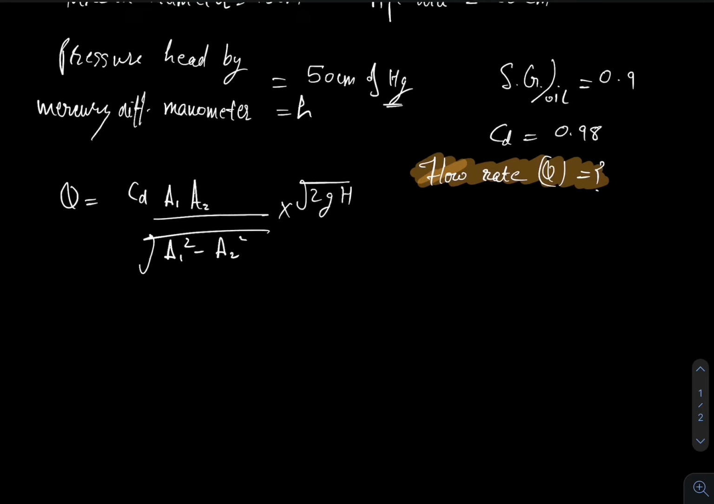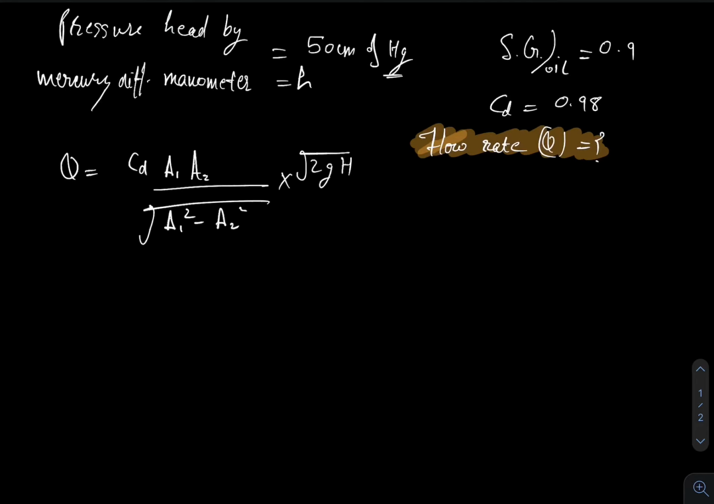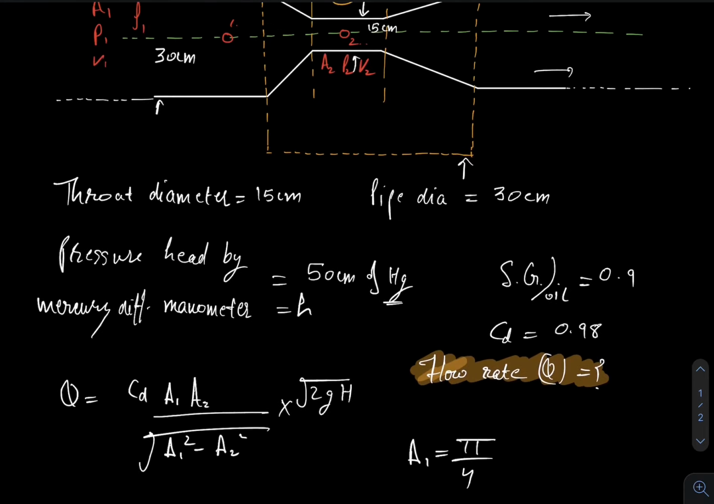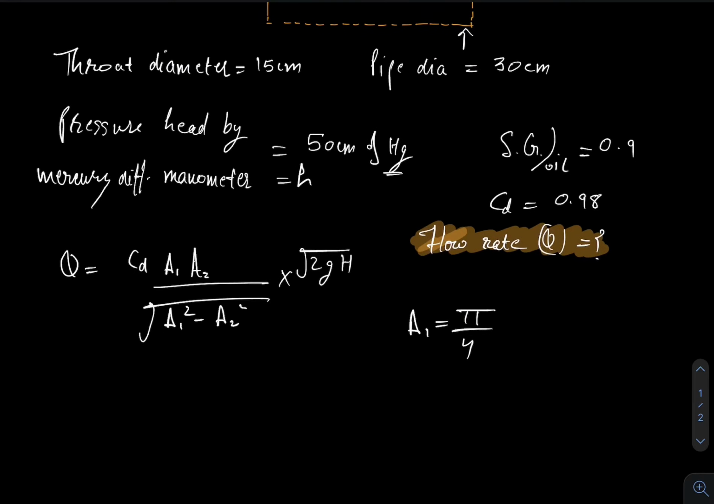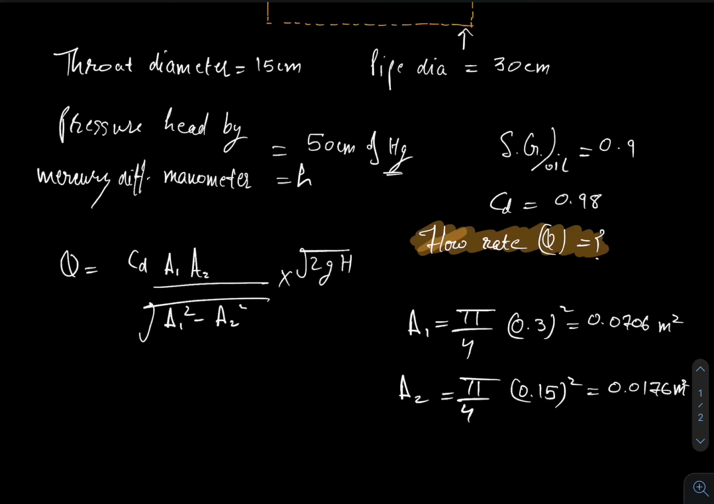So here first of all I need to calculate A1 and A2. What will be A1? A1 will be equal to pi by 4 d square. What is d1? d1 here is the pipe dia, right? This is pipe dia. So pi by 4 times 0.3 square, right? It will be equal to 0.0706 meter square. Okay, similarly we will calculate A2. It will also be equal to pi by 4 times 0.15 whole square. Okay, it came out to be 0.0176 meter square. Fine.